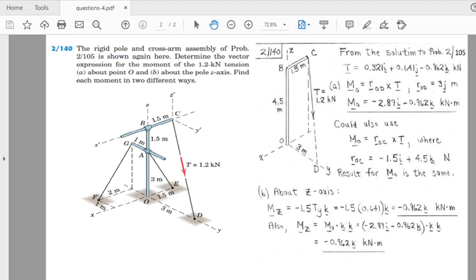And again, when we take the moment about the pole axis z, we will again get the same result that we have shown for it. It is going to be unaffected in both cases.